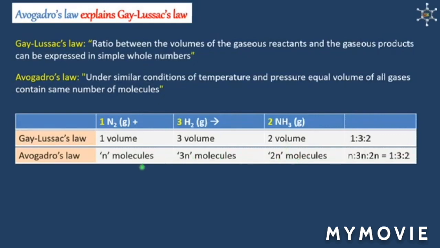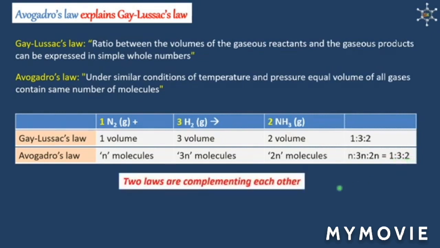If I take the ratio of the number of nitrogen molecules, hydrogen molecules and ammonia molecules, that will be n is to 3n is to 2n. If I simplify this, I will get the same ratio 1 is to 3 is to 2 as explained by Gay-Lussac's law. In this manner, the two laws are complementing each other.